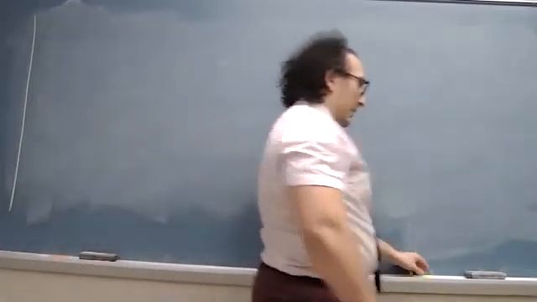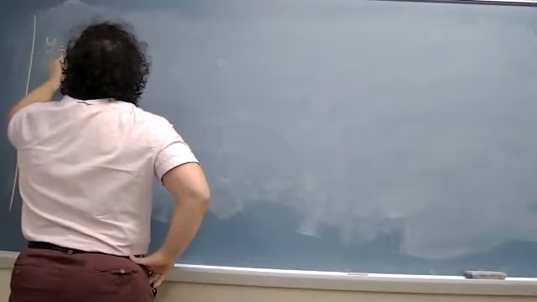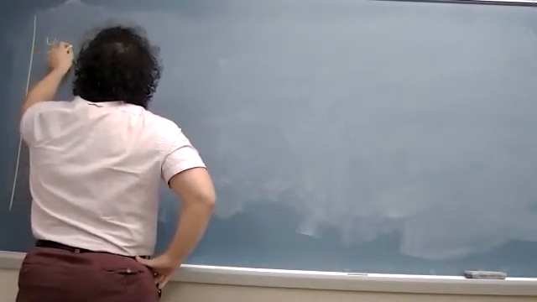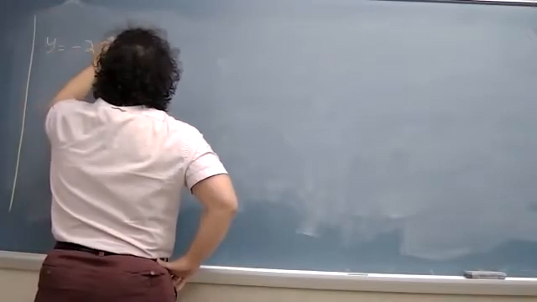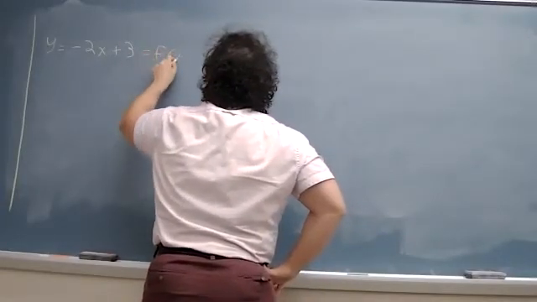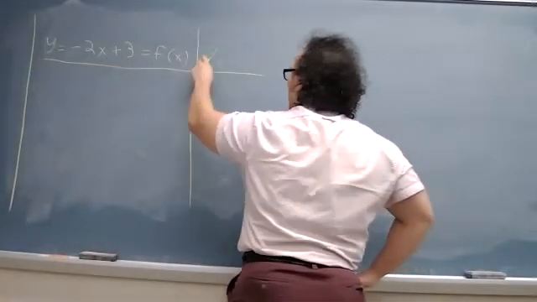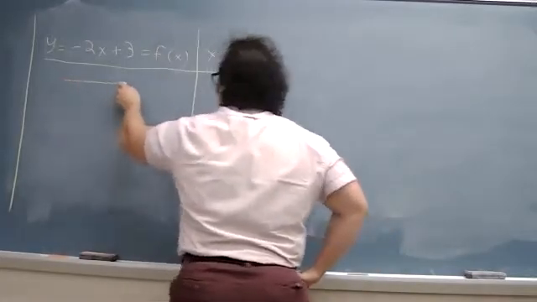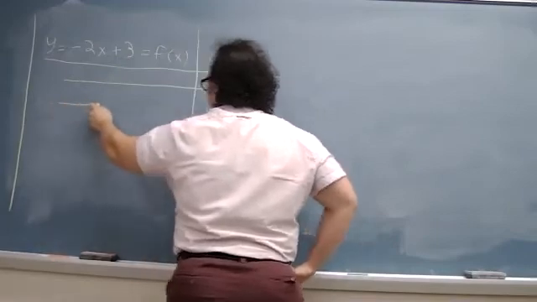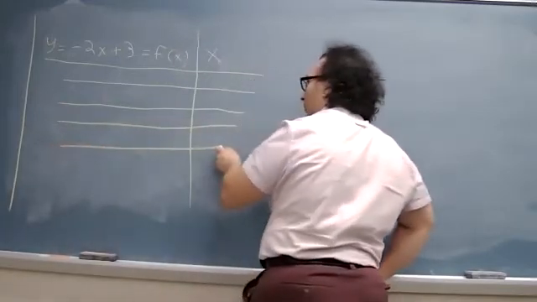Okay, so let's say we have an equation. Let's say y is equal to negative 2x plus 3. Notice y is really a function of x. So why don't we graph it? The way we graph it is to create an f of x table. And what we are going to do is tabulate what the function spits out at various inputs.